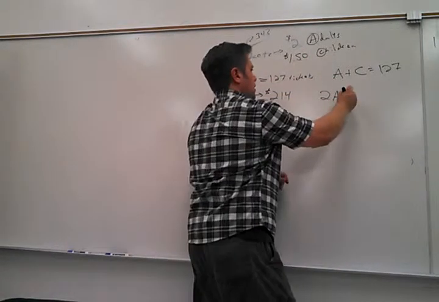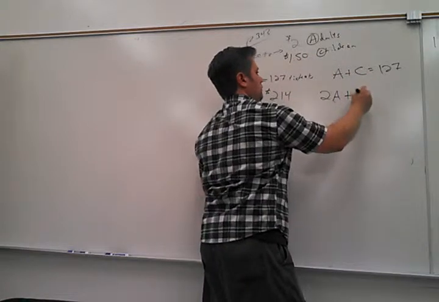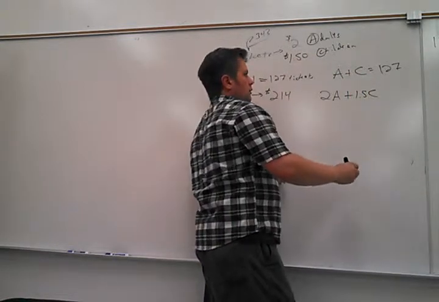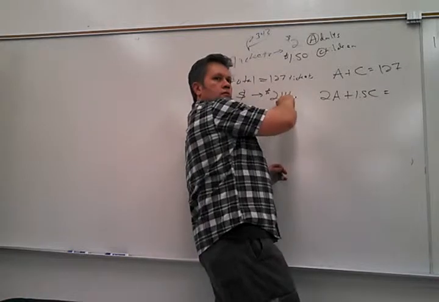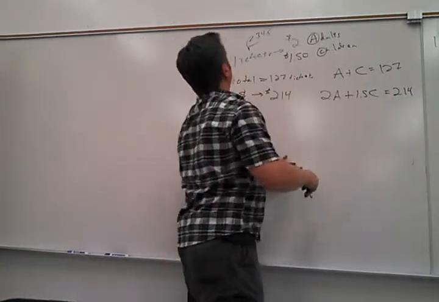Plus. How much did I make off the kids? 1.50 C. Yeah. That equals 214, all the money you got. Yes, I like it.